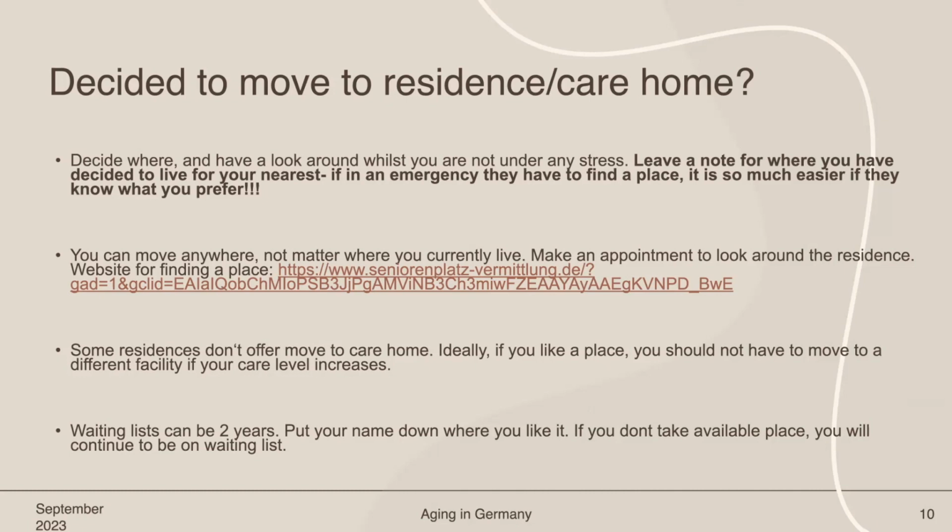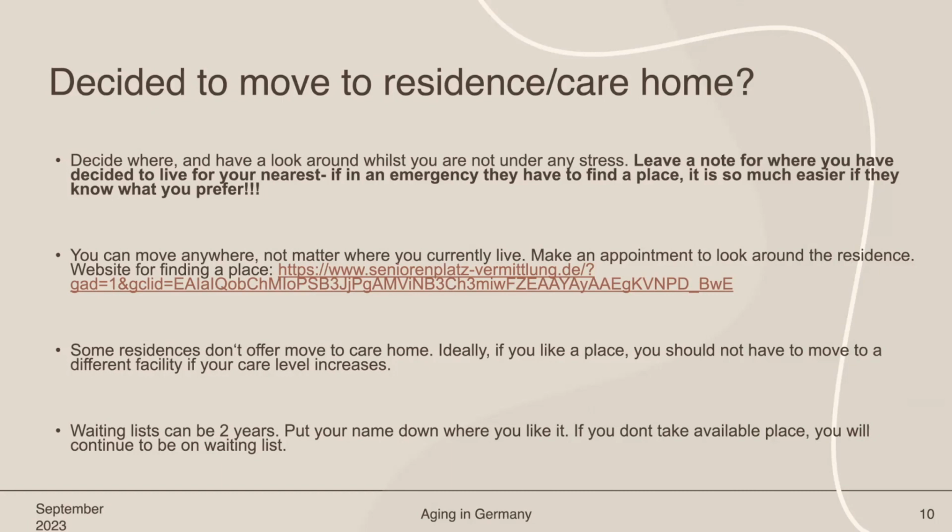Some residences offer that level of care, but then don't offer to move you to a level of care which is much more involved, where you need somebody to actually come to help you with daily needs. So have a look at that aspect as well. How much can the level of care increase? Ideally, if you like a place, you should not have to move to a different facility if your care level increases. I think that makes perfect sense.